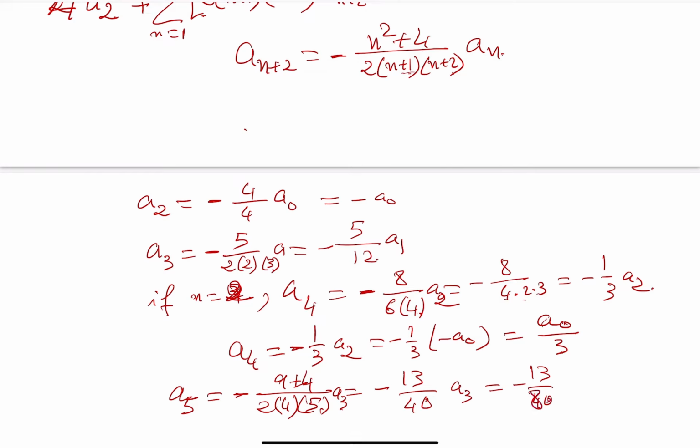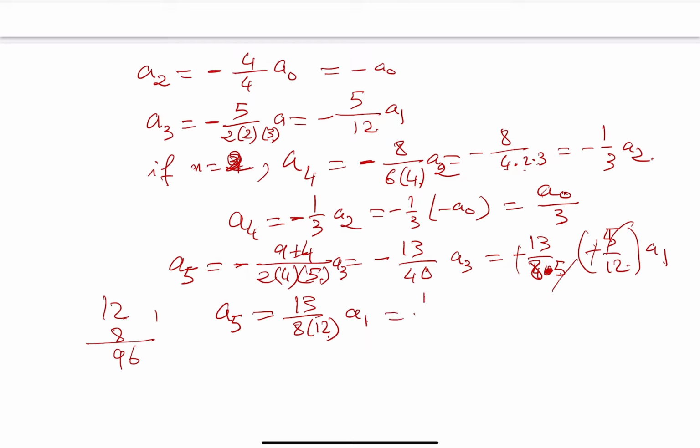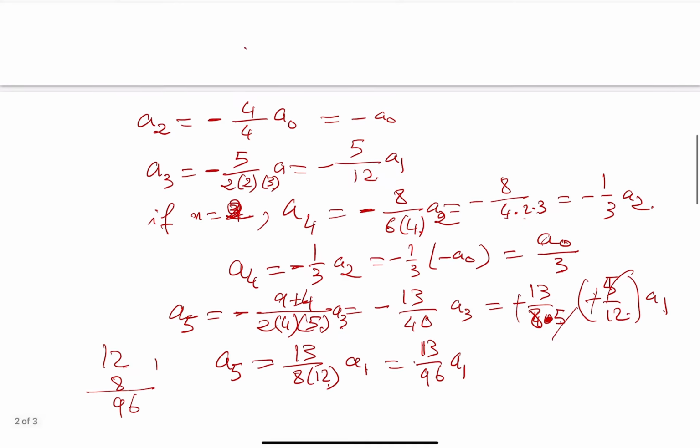40 is just 8 times 5. 8 times 5 times negative 5 over 12, and you have A1. So A5 will become, the negative sign will cancel out, the 5 will cancel out, and then you end up having 13 divided by 8 times 12. So in terms of A1, 13, 12 times 8, 96. You have 13 divided by 96, A1. Okay. You keep going, and so on. You will end up having those.